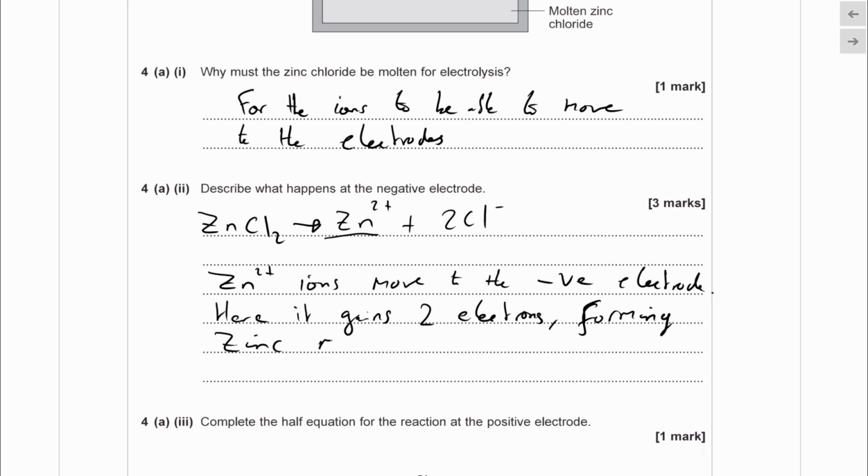zinc metal, because now we're going to go from ions to atoms, and if we have loads of metal atoms, obviously we're going to have the substance, which is a metal. Alright, so that's good for 3 marks.